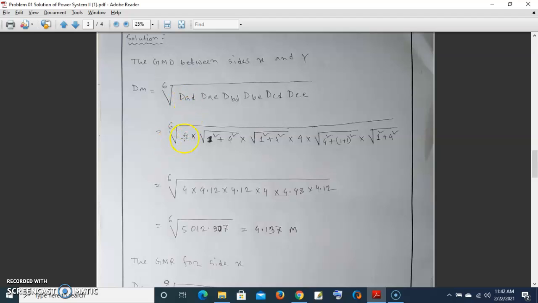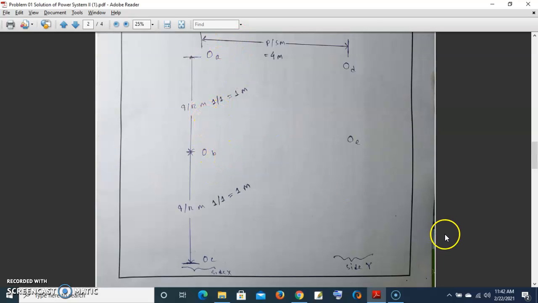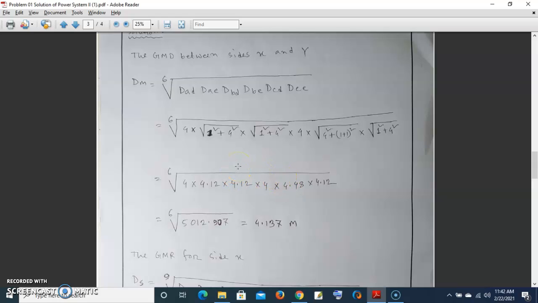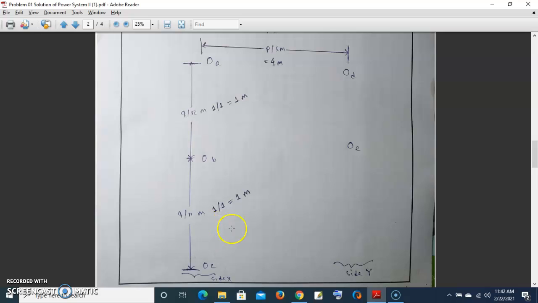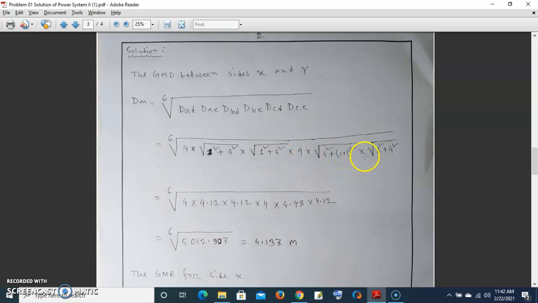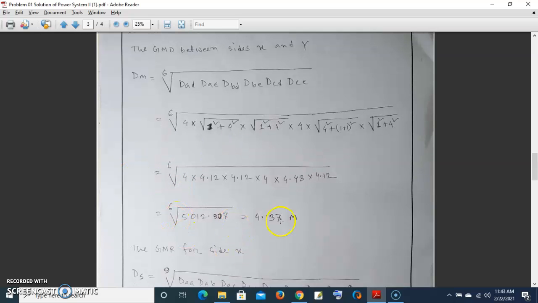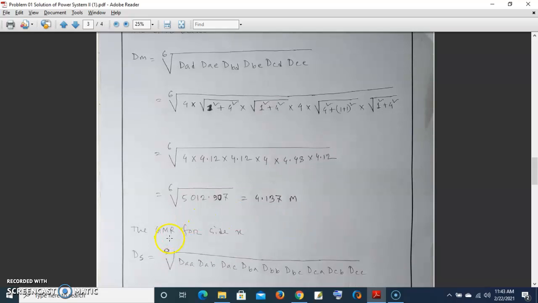Here DAD equals 4 meter, DAE equals 4 meter, BD and BE are also 4 meter, and AB is 1 meter, so we use the Pythagoras rule. CD equals the square root of (1 plus 1) whole square plus 4 square, the same for CE. Okay, we get the result 4.137 meter.